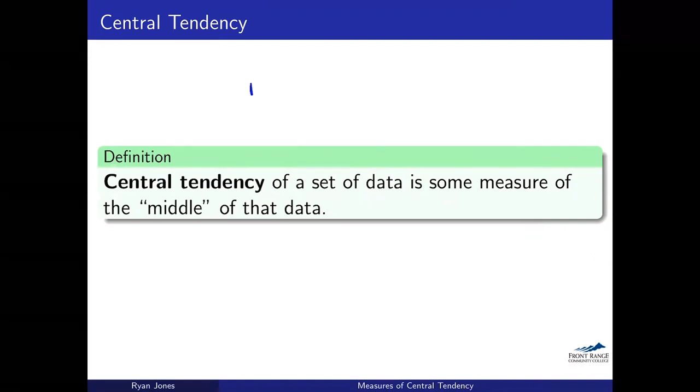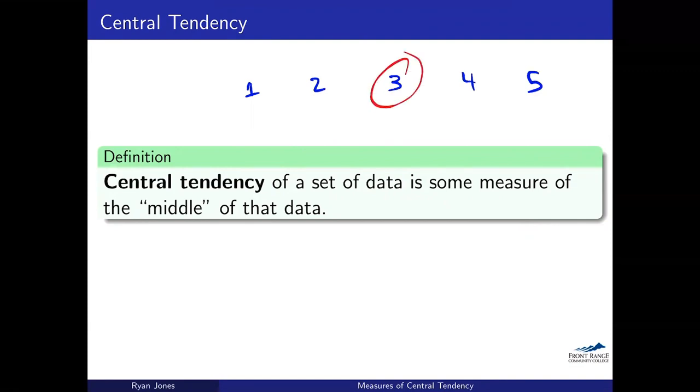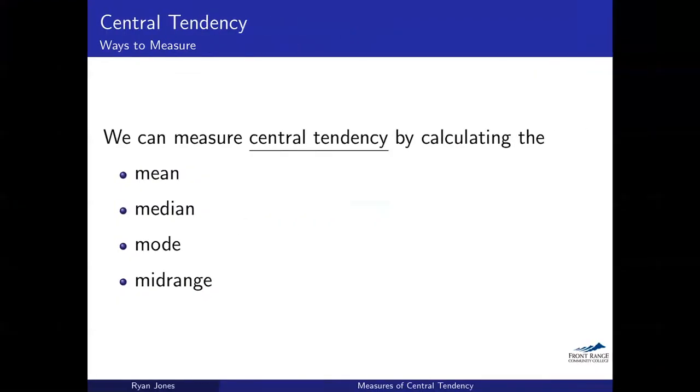Something very natural might be, let's say I had 1, 2, 3, 4, and 5. Well, some concept of the middle of that, you might say 3. That's a very simple example. So there are going to be four types of measures that we'll talk about, four different things that we can use to measure this idea of the middle, or central tendency. Three are very common: mean, median, and mode. You've probably heard of those before. And then the fourth will be mid-range, and we'll talk about that at the end.